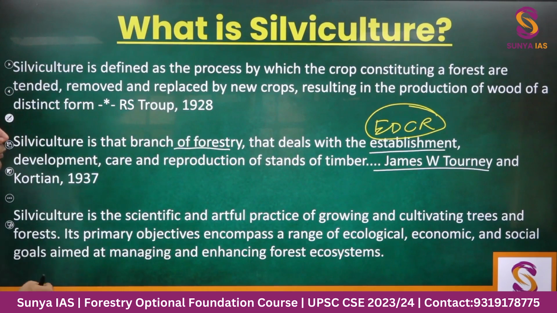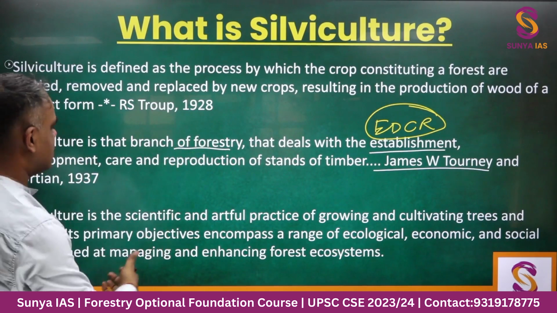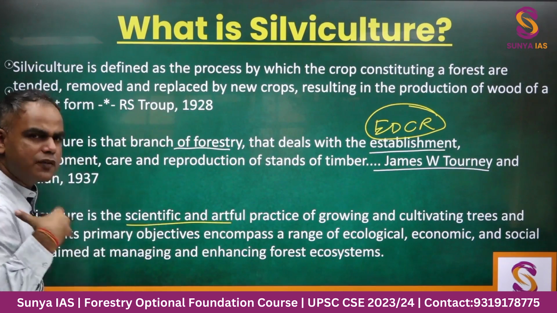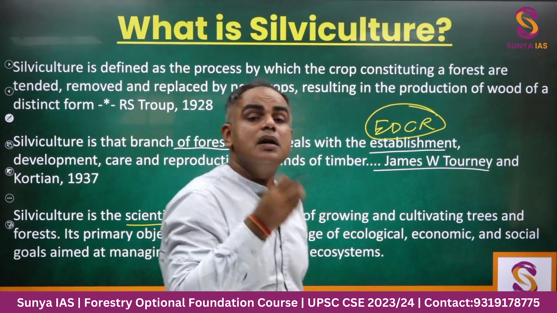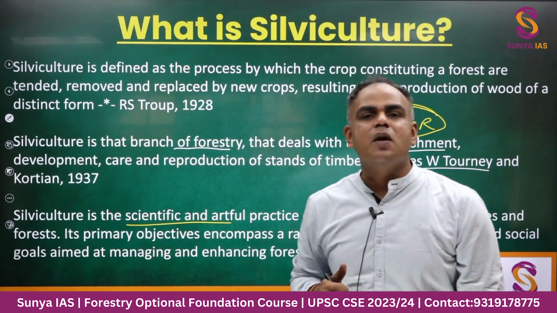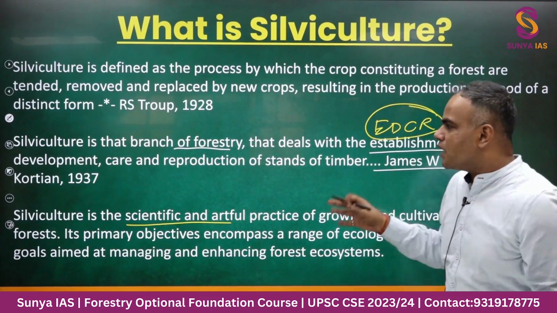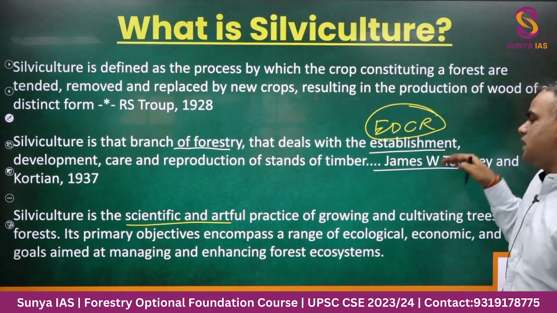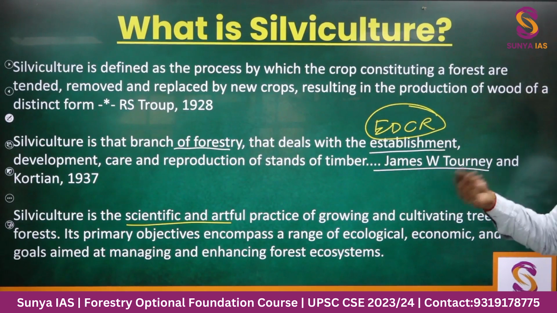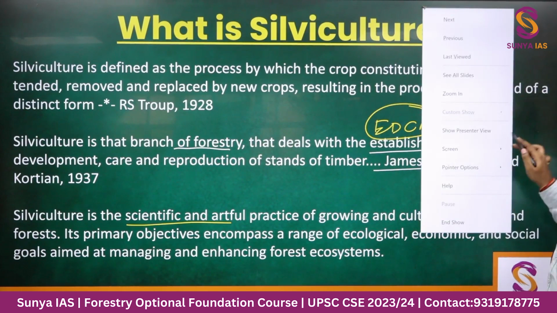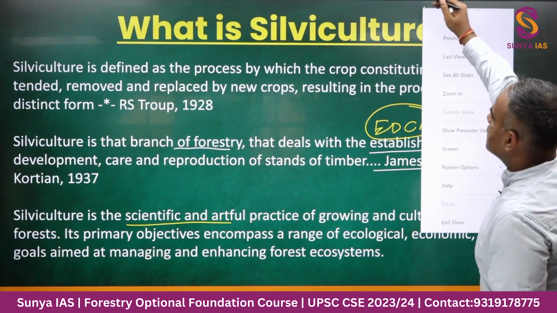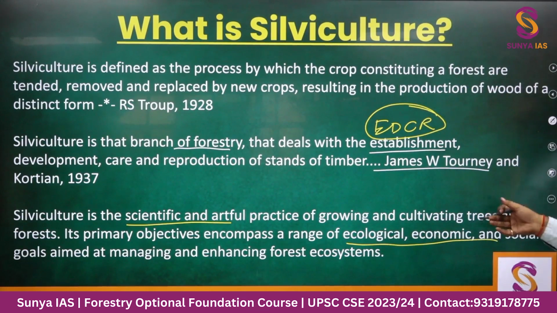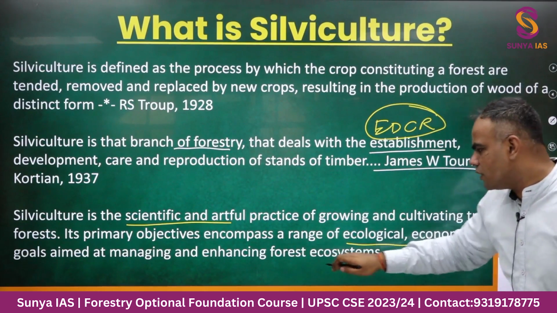establishment, development, care and reproduction of timber, you can just mention that, or you can make this definition even better, that silviculture is a scientific and an artful practice. Some people say that silviculture is the science and the art of maintaining forests. But you can just say that silviculture is the scientific branch of forestry, and again mention EDCR. Okay, the practice of growing and cultivating trees. Primary objective is what? Ecological, economic and social goals aimed at managing the forest ecosystem.